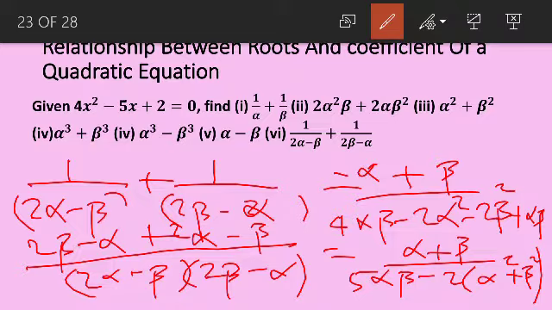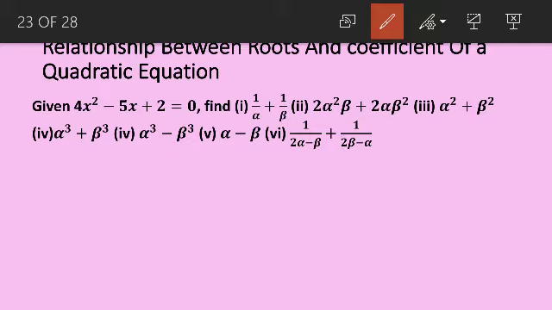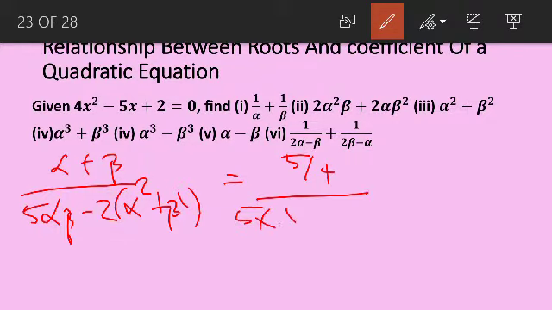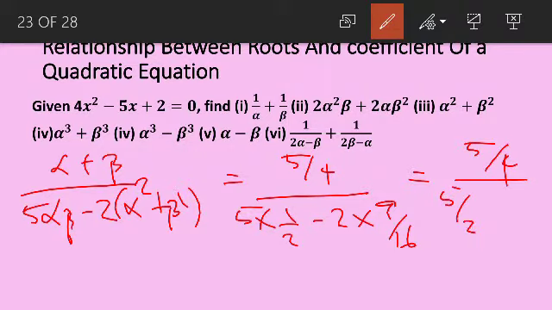So now let's substitute our values. We write that again, alpha plus beta all over 5 alpha beta minus 2 into alpha squared plus beta squared. Alpha plus beta, remember, is 5 over 4, all over 5 times alpha beta, that means 5 times 1 over 2, then minus 2 times alpha squared plus beta squared. Remember, we got that to be 9 over 16. So this is going to give us 5 over 4 divided by 5 over 2 minus 9 over 8.